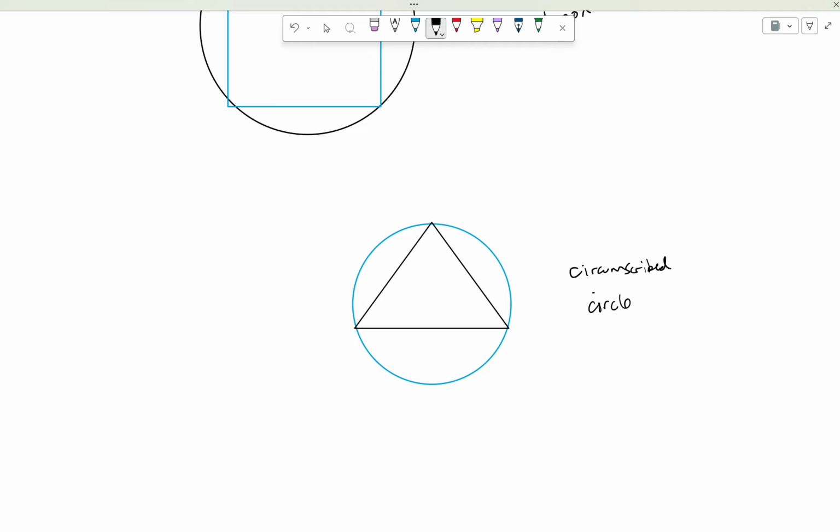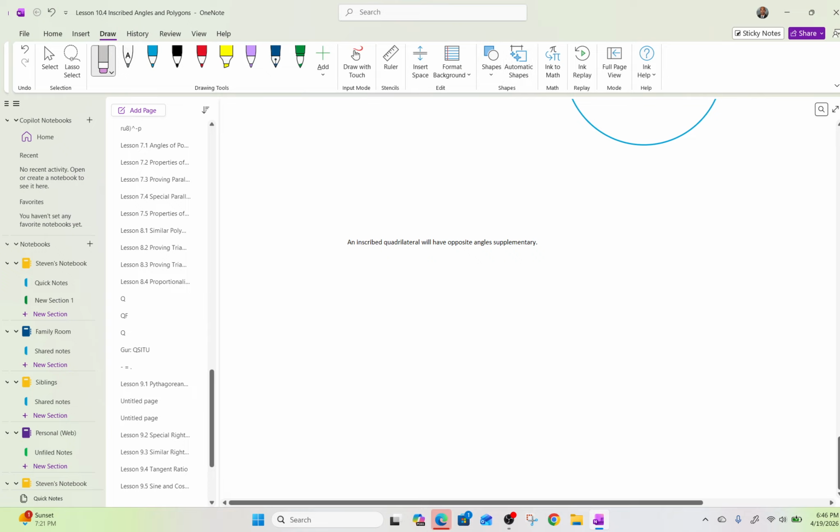All right. So, fun fact. An inscribed quadrilateral will have opposite angles supplementary. Okay, this is just a theorem, and I can prove it with you guys in class, but it's one of those where the juice really isn't worth the squeeze. So here's going to be the problem. We're going to take quadrilateral QRST.